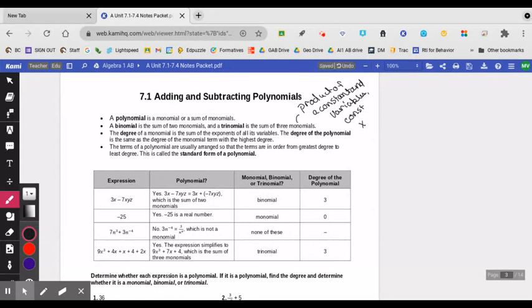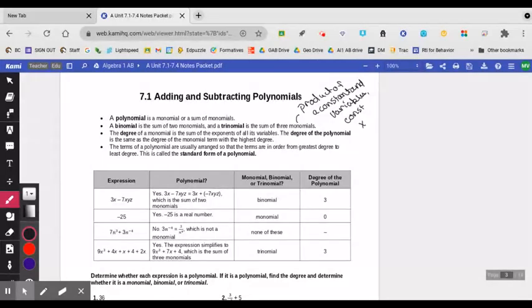The degree of a monomial is the sum of the exponents of all its variables. The degree of a polynomial is the same as the degree of the monomial term with the highest degree. The terms of a polynomial are usually arranged in terms of highest degree to lowest degree. This is called standard form.